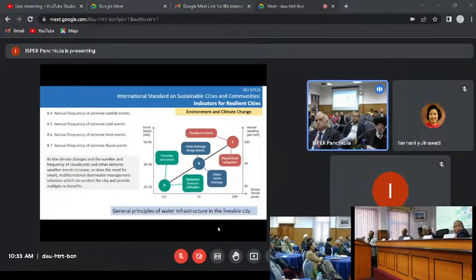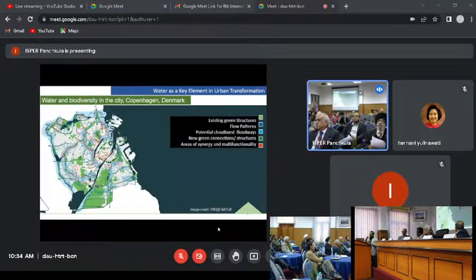Again, there is a graph which shows what the principles for water infrastructure in a livable city are. So we have to plan for everyday events, then we have to plan for urban storm drainage, and there are also cities which are planning even for cloudburst events. This is one example from Copenhagen, where they have designed their parks in a manner so that even if a cloudburst event takes place, all the water will be stored in different areas, in the parks which they call climate parks. So we need to think in terms of such interventions.